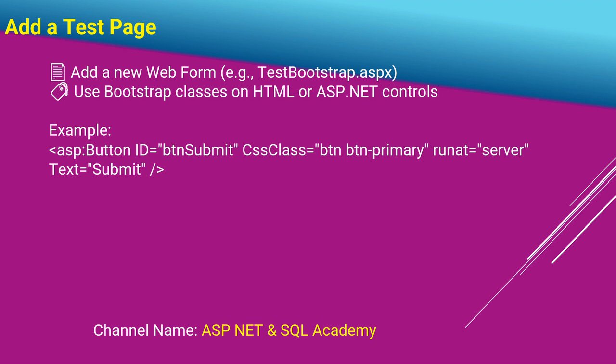Now, create a test web form and apply Bootstrap classes. For example, add a button control and use btn btn-primary as the CSS class. Run the page to see the Bootstrap styled button in action.